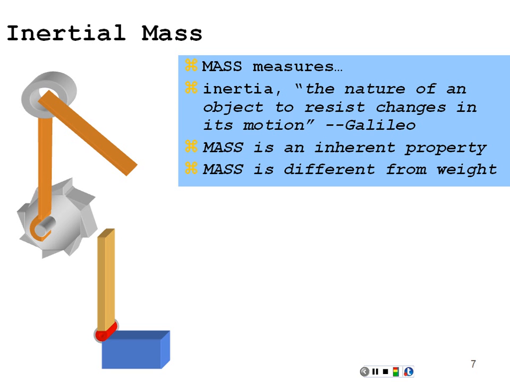It's different from weight. This apple has a certain amount of weight because we're in Earth's gravitational field. If it's out in space, it could be weightless because there's no gravity, no gravitational acceleration. But it would still have the same mass.